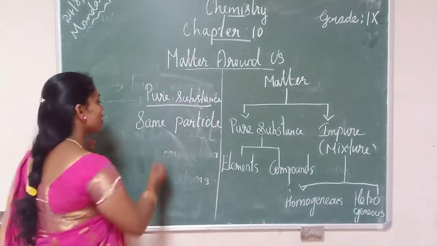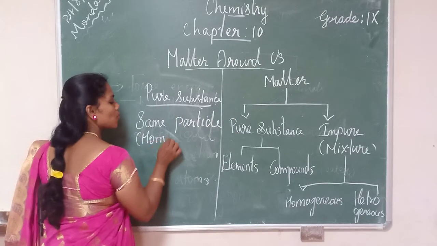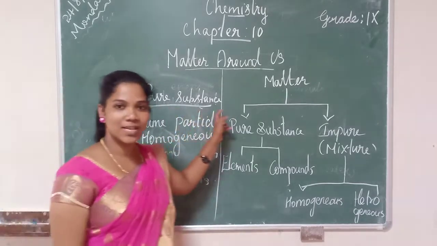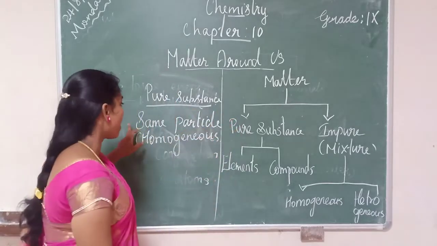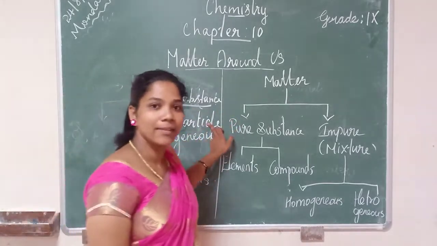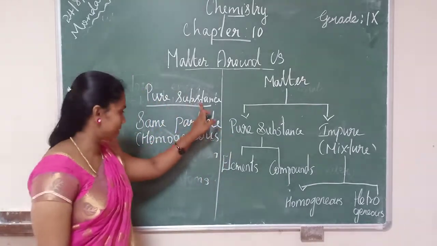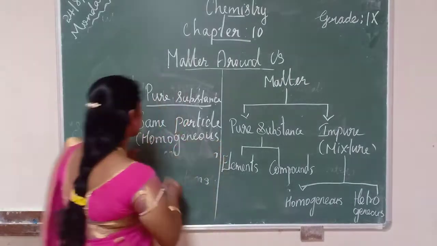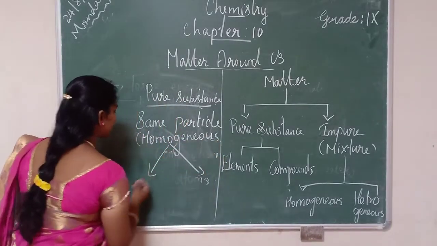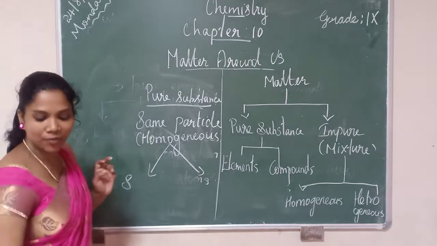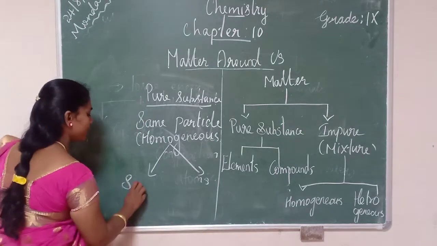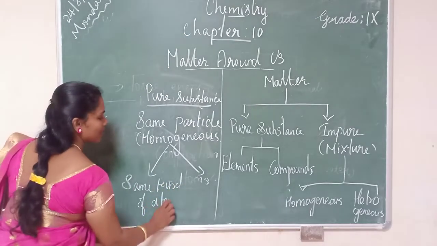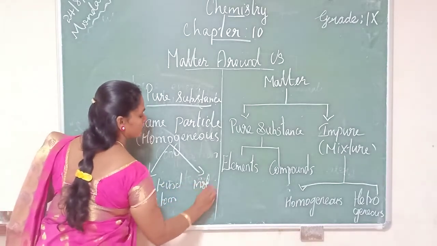So pure substances are homogeneous. Homo means same. So what is a pure substance? Any substance, if it is made up of the same particle, is called a pure substance. We can also call pure substance homogeneous. The same particle may mean the same kind of atom, or it may comprise the same kind of molecule.